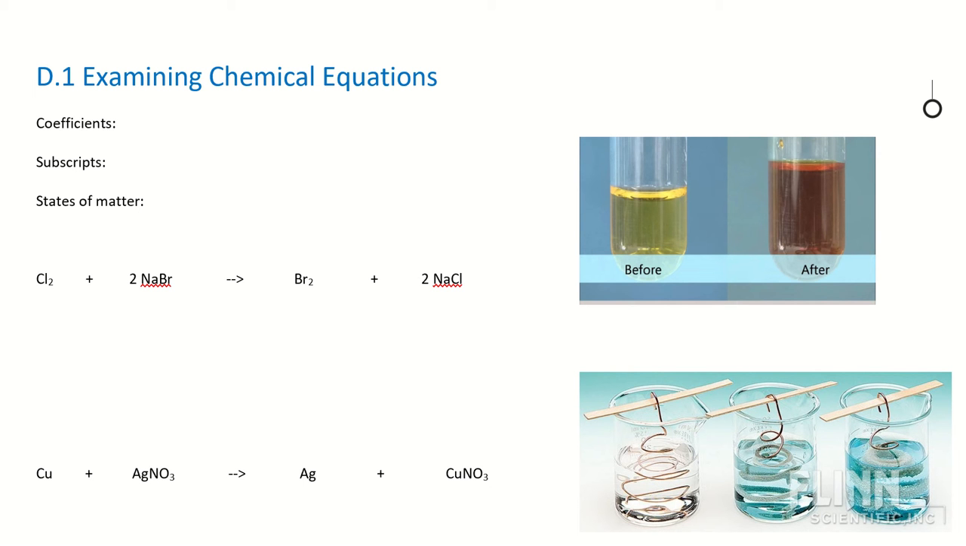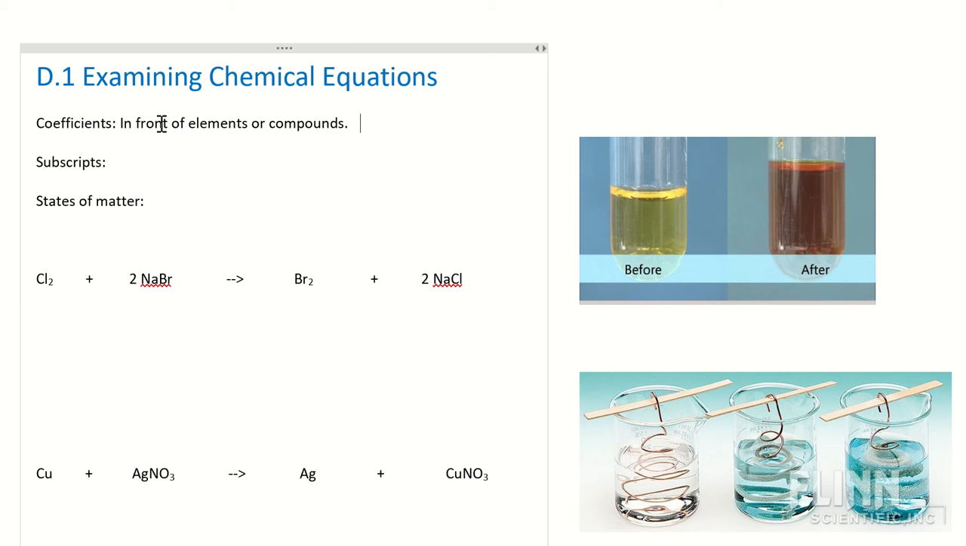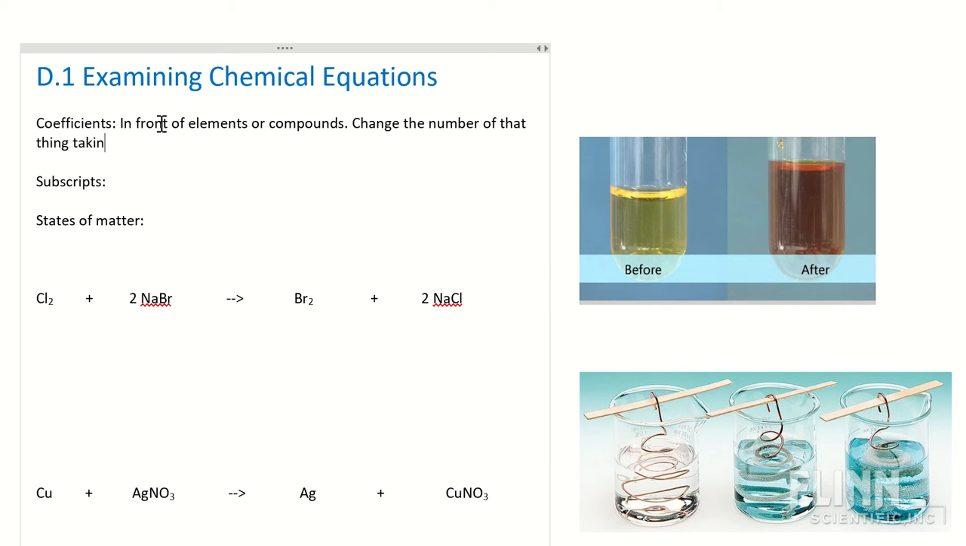Hi there. In this video, we're going to be looking at examining chemical equations. There's a couple of different terms we need before we can start examining these equations. The first is coefficients. Coefficients are the numbers that go in front of elements or compounds. These change the number of that thing taking part in the reaction, but they don't change the formula.